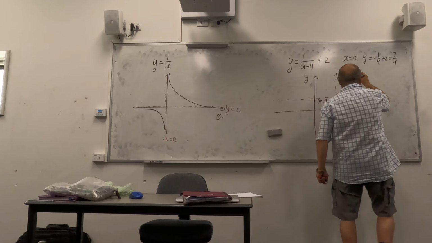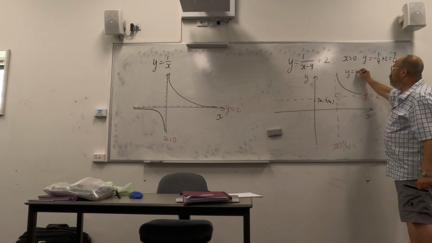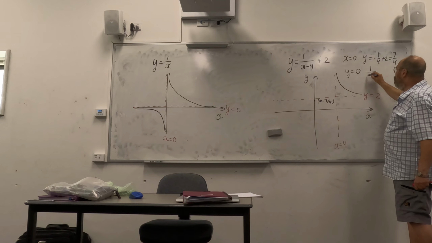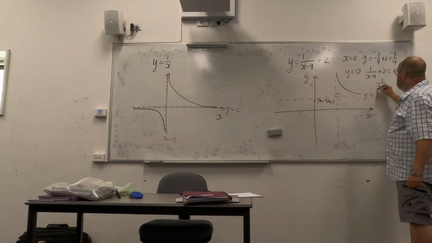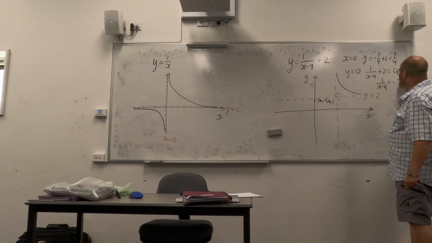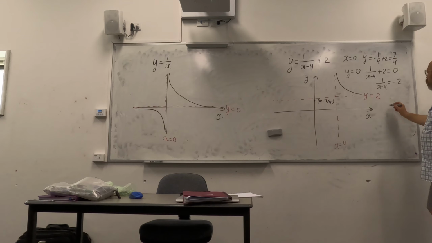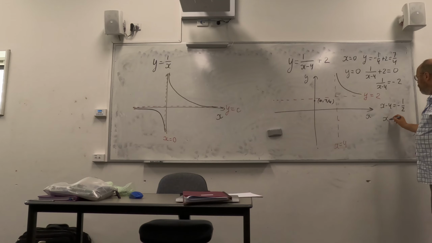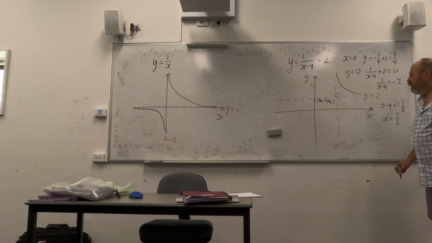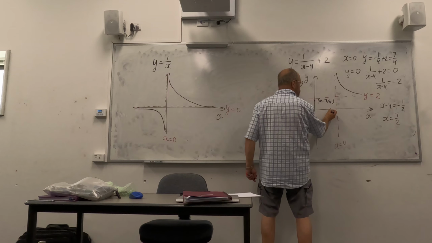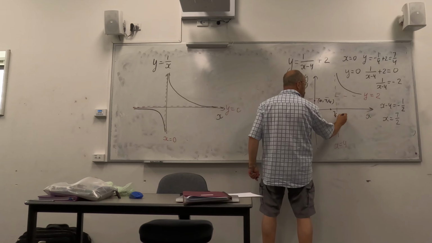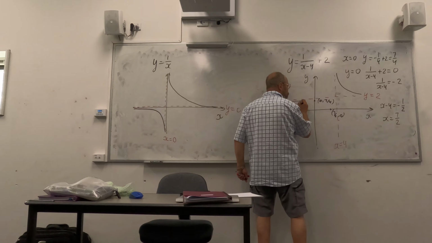To find the x-intercept, we take y equals 0. We get 1 on x minus 4 plus 2 equals 0, so 1 on x minus 4 equals negative 2. Then x minus 4 equals negative 1/2, and x equals 7 on 2. So the point is (7 on 2, 0).